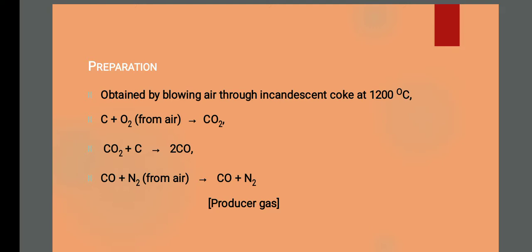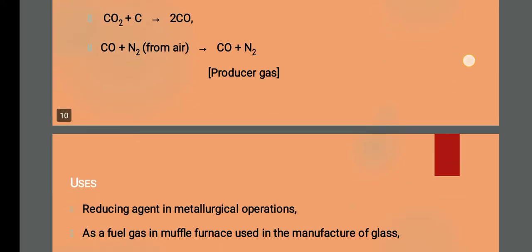I'll repeat the preparation once again. Preparation is very simple. You blow air over incandescent coke at 1200 degrees centigrade. The chemical reaction taking place is that carbon, which is coke, combines with oxygen from air to form carbon dioxide. Then carbon dioxide reacts with coke to give carbon monoxide, and carbon monoxide, along with the nitrogen present in air, gives a mixture of carbon monoxide plus nitrogen, which is called producer gas.